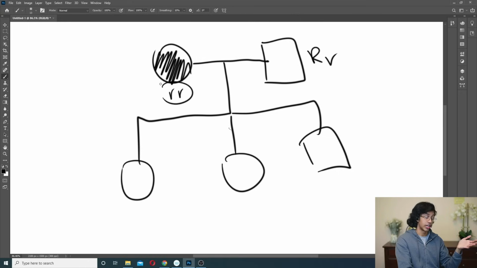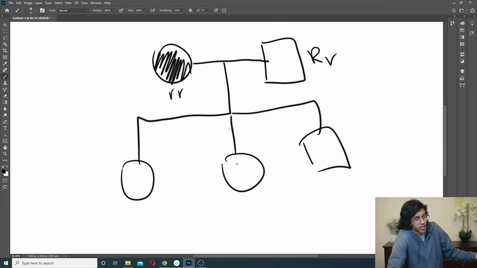Because they're guaranteed to get a little r from mom, and they could only get it if they get a little r from dad, so it's a 1/2. So essentially, about 1/2 of the children should have Tay-Sachs, so that seems legit.